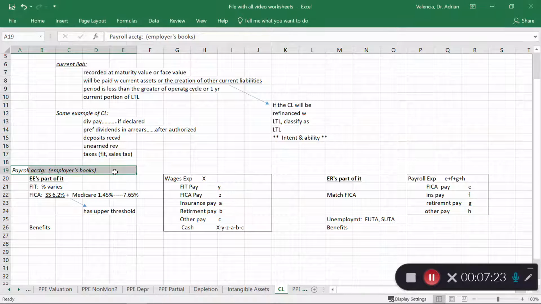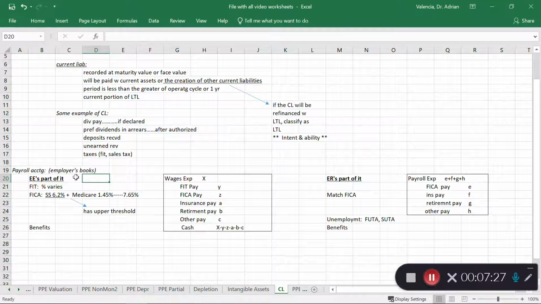Okay, so let me explain how I'm doing this. This is the accounting on the employer's books. So keep that in perspective. We're not doing the employee's books at all. But in doing the employer's books, obviously we have to consider information that corresponds to the employee. So that's what I mean here. This is information related to the employee's part of it. And then on top of that, you have information that corresponds to the employer.